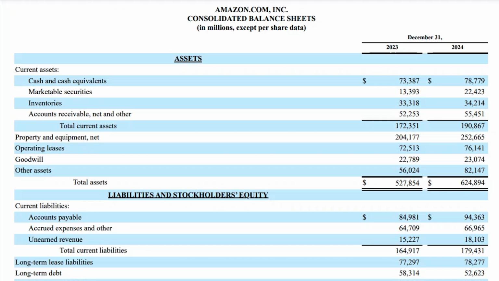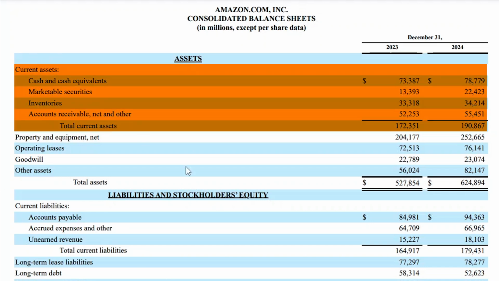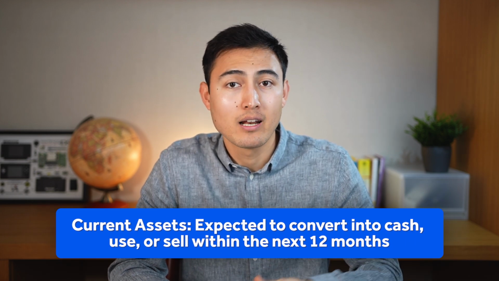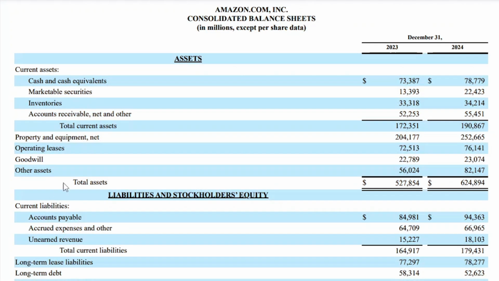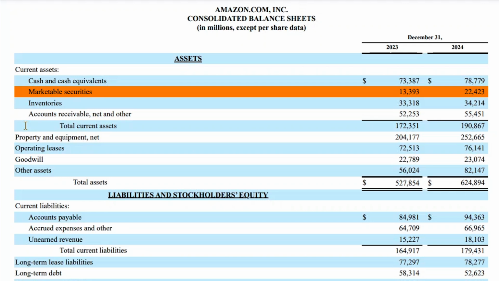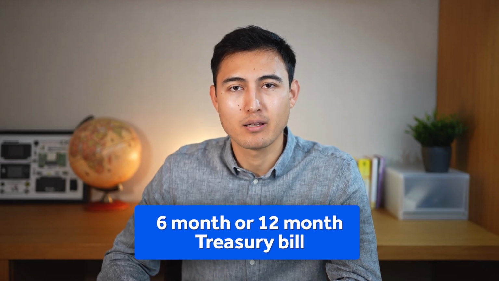You'll notice that it's split into two main areas, which are the current assets and the non-current assets. Current assets are simply those that the company expects to convert into cash, use, or sell within the next 12 months. If we look at the line items we've got here, first up is cash and equivalents. The cash equivalents typically refers to investments with a 3-month maturity, like a US government bond, which is known as a treasury bill. Then we've got marketable securities, which in this case have longer maturities than 3 months most likely, but less than 12 months. For example, it could be a 6-month or a 12-month treasury bill.